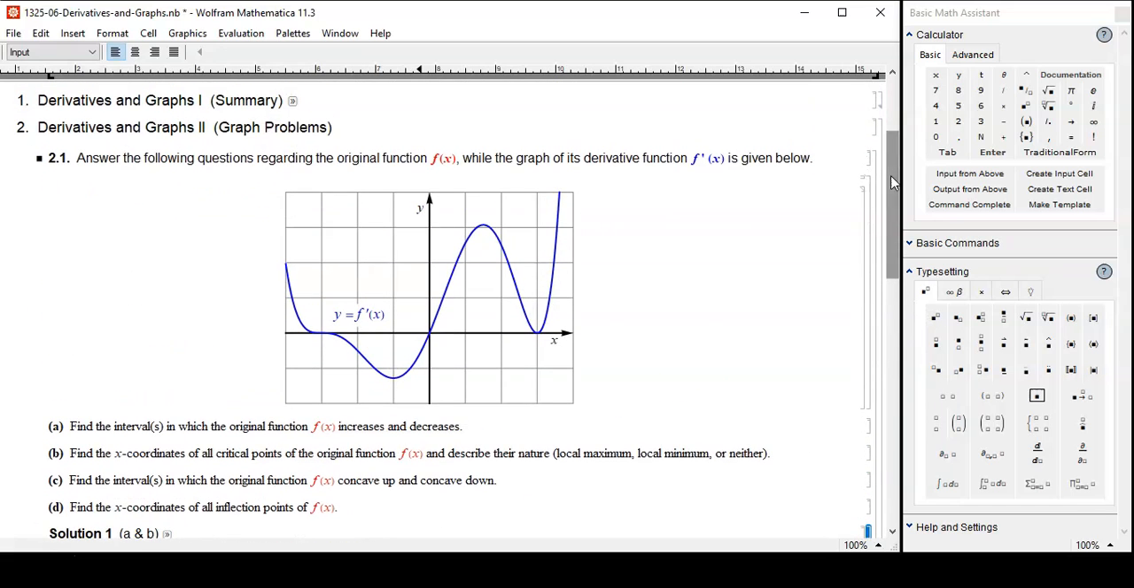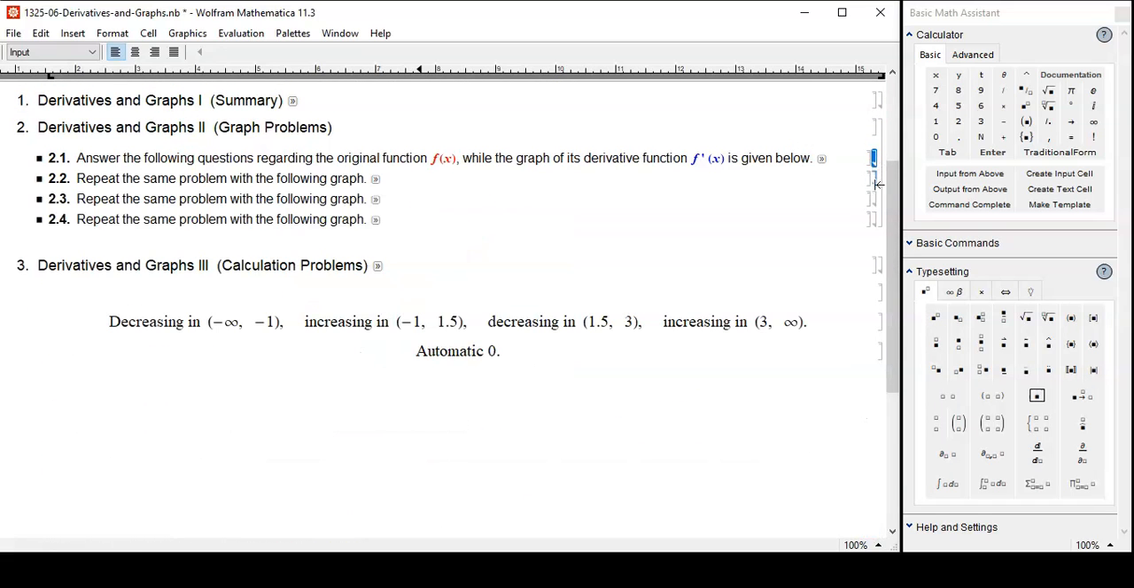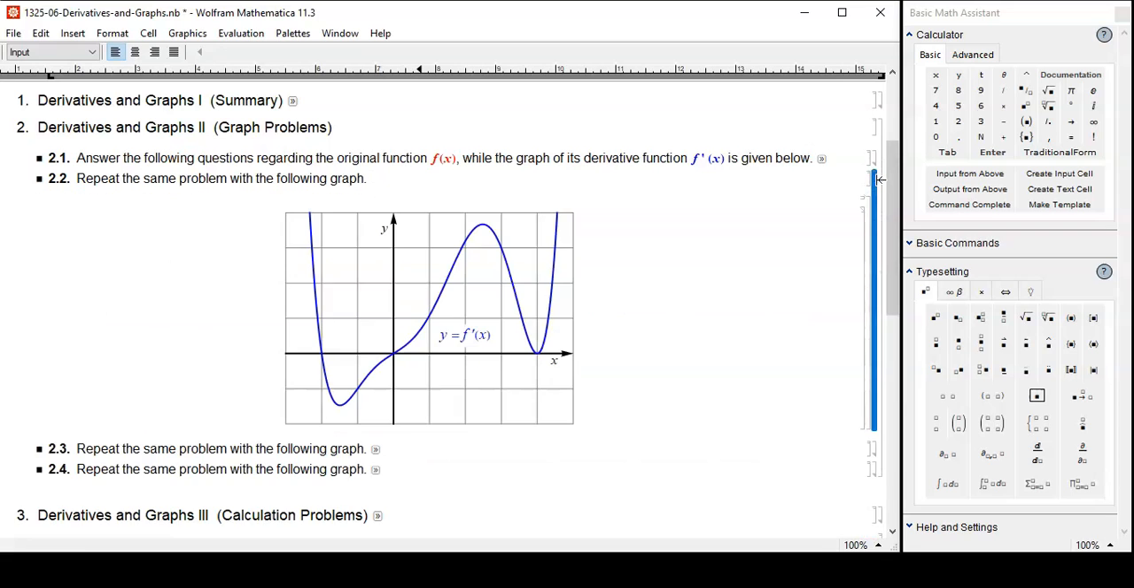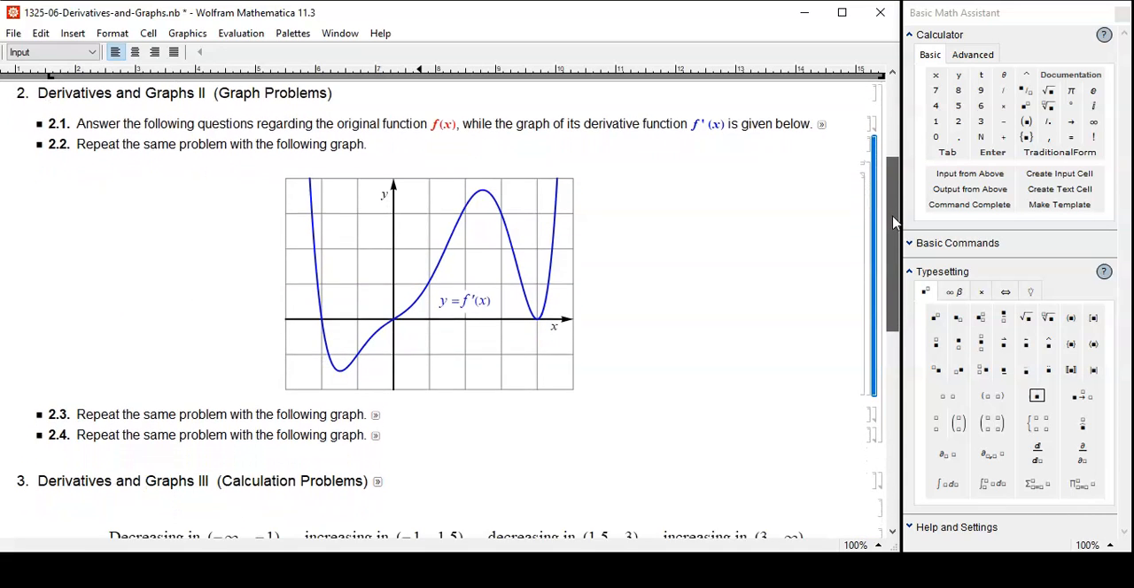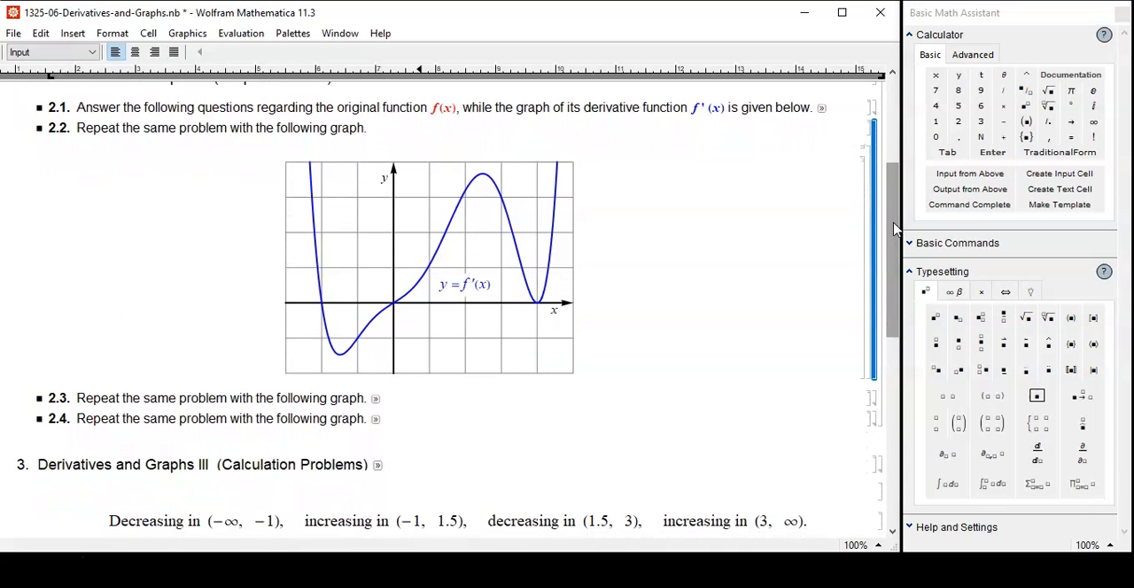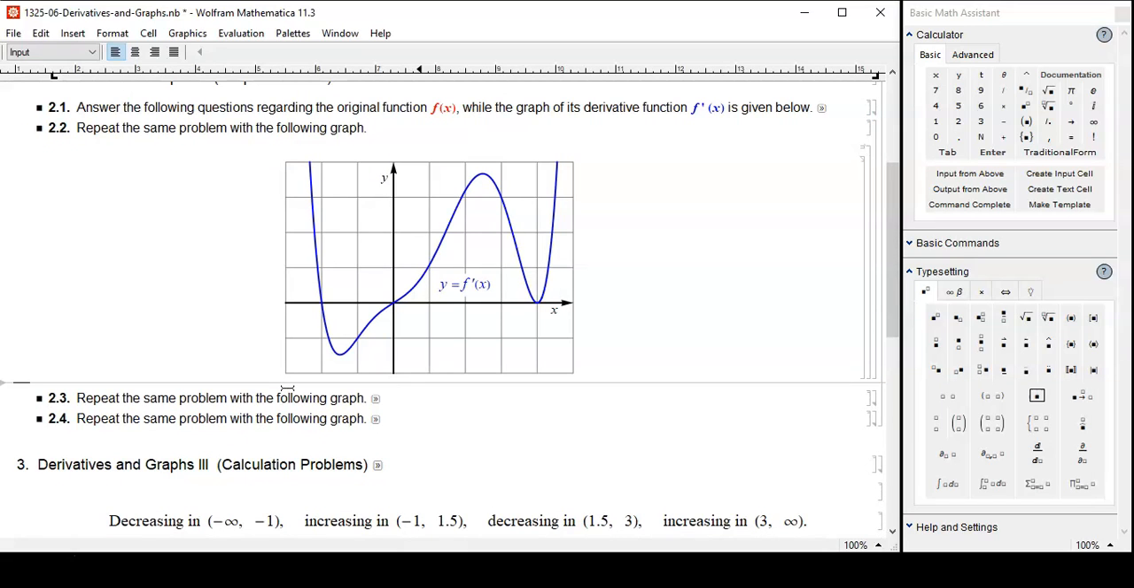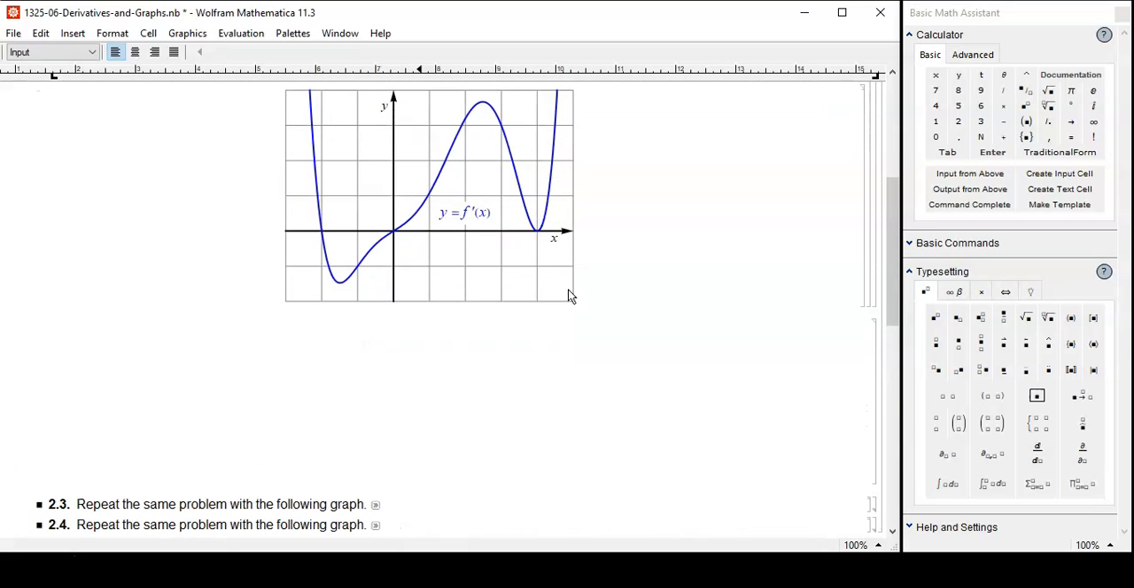Let's see, do we have time for one more problem? Okay, here's another problem. Repeat the same problem with the following graph, and okay, we have that. Okay, this time let's do it from scratch.